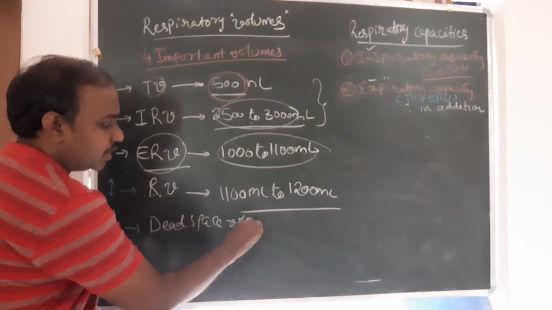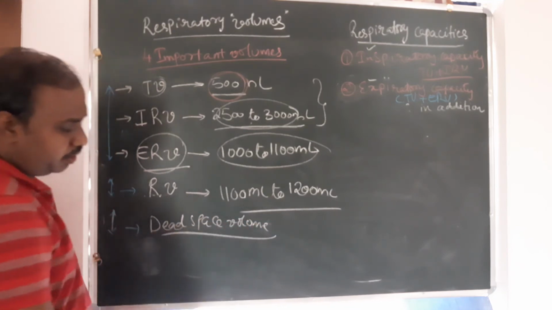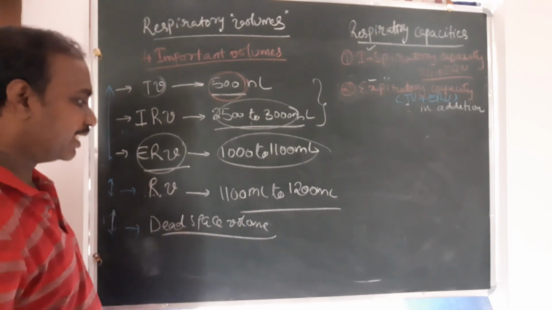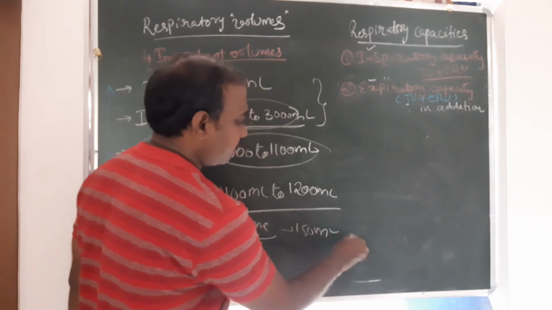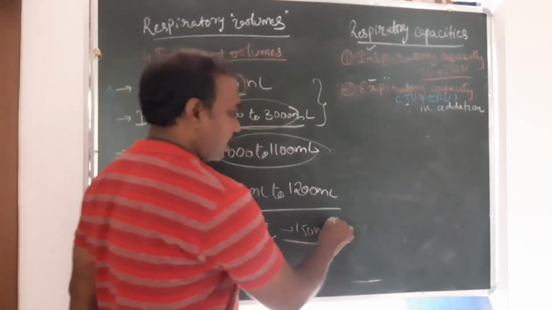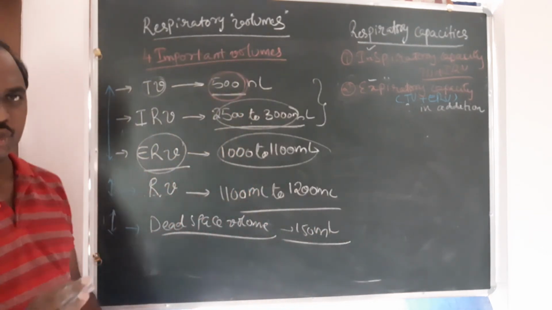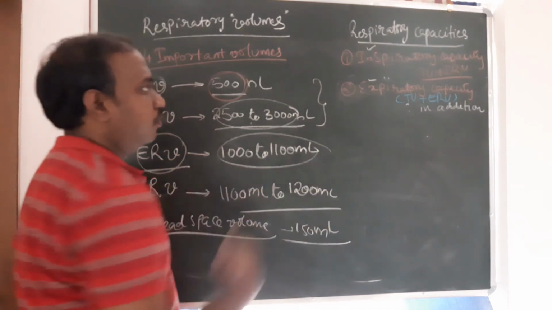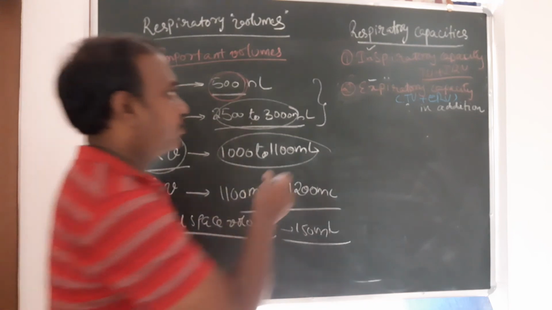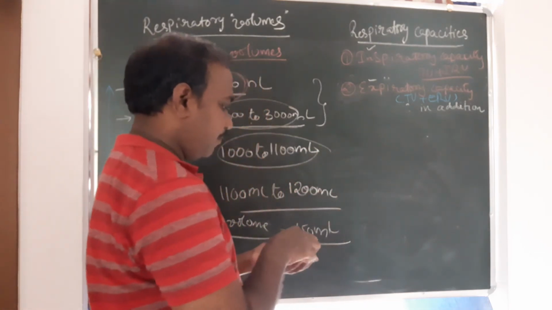It is normally not counted in your spirometer respiratory health studies. So that is 150 ml, which is always present in the conducting zone itself. Right? Now what are the other capacities? The third one we are taking up.